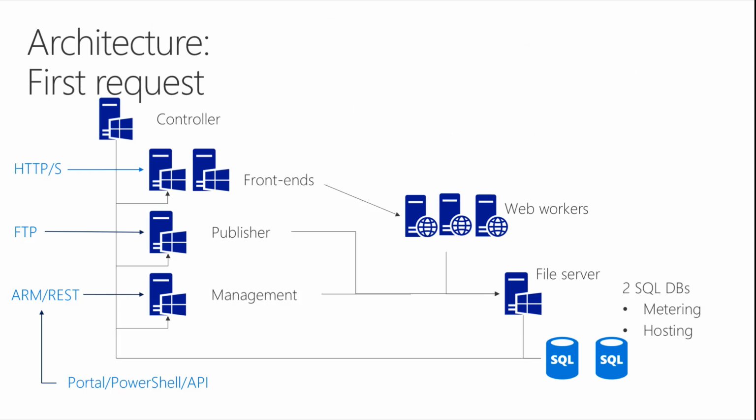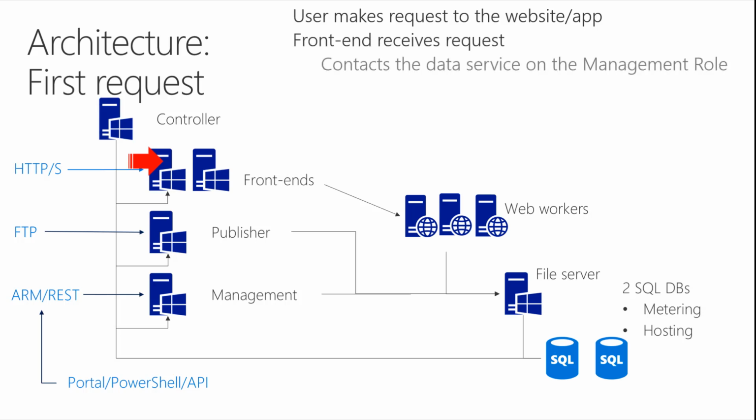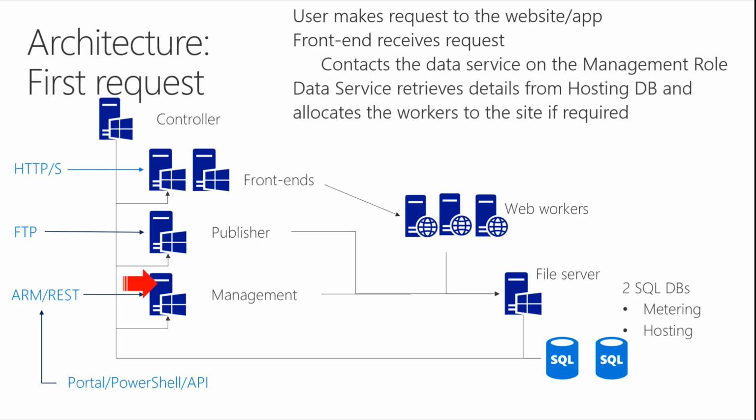So let's look at the first request. The user makes a request to the website or app. The front end receives the request, and then it will contact the data service on the management role. Then the data service retrieves the details from the hosting database and allocates the workers to the site if it's required.